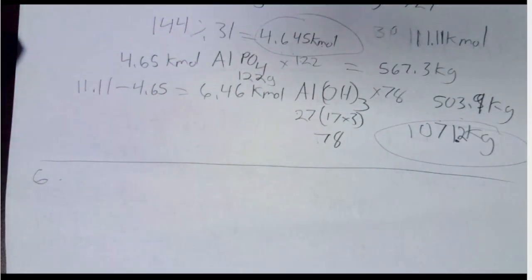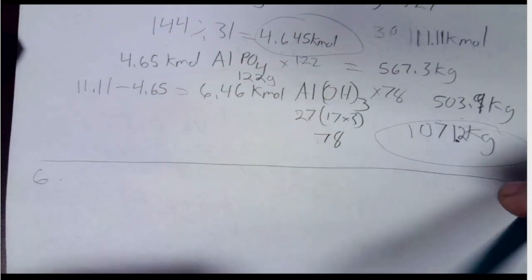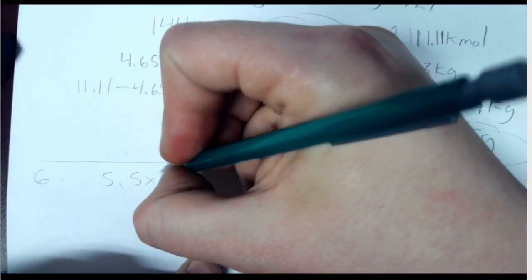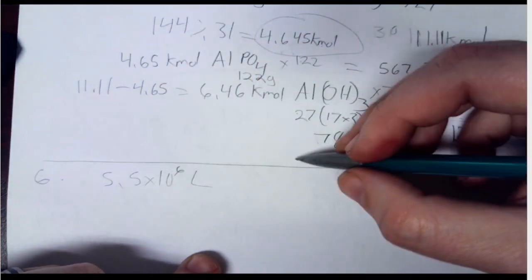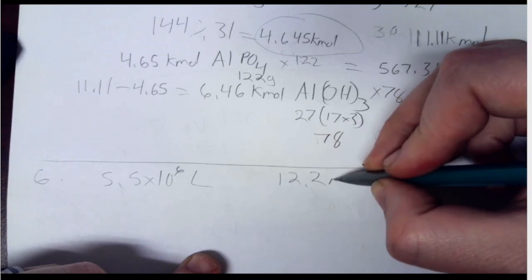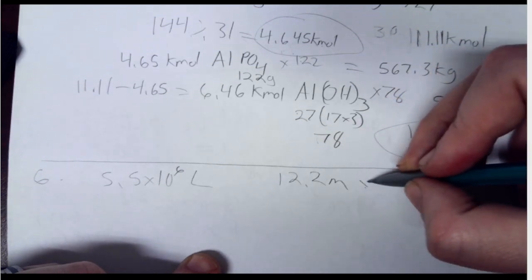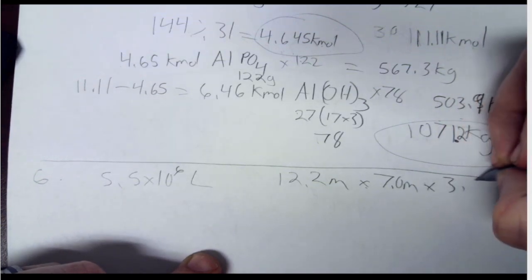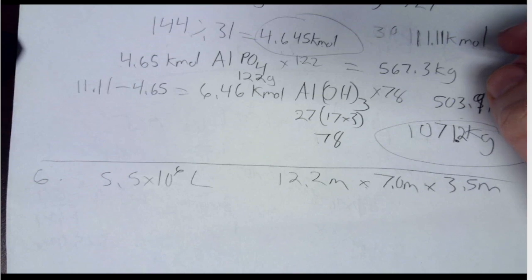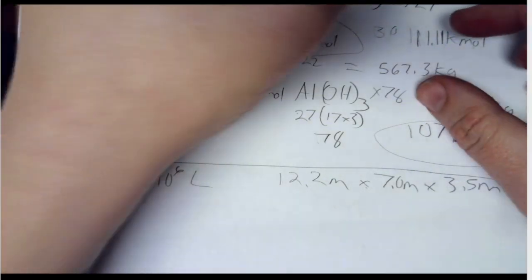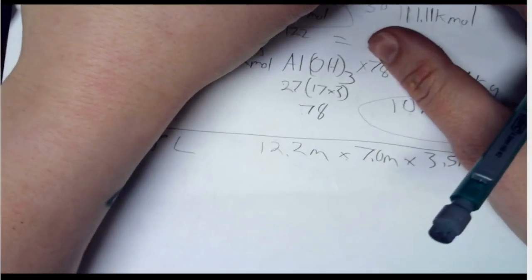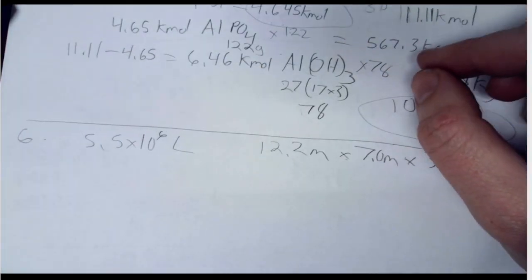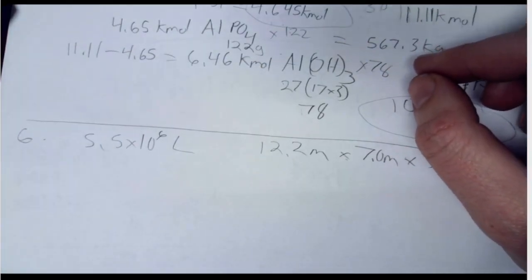Okay, last problem. A sedimentation tank treating 5.5 times 10 to the 6th liters of water per day has dimensions as follows: 12.2 long, 7 wide, and depth of 3.5 meters. Calculate the detention time of the water in the tank. Calculate the minimum particle size, expressed as diameter of spheres, that could settle in the tank.